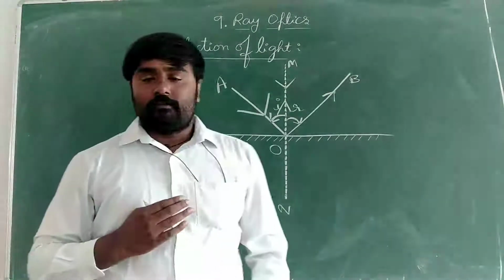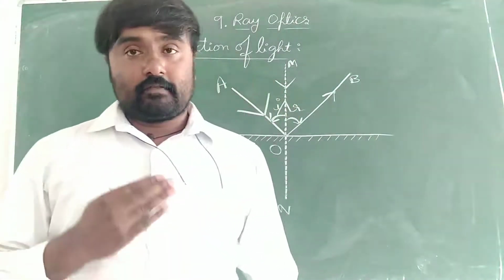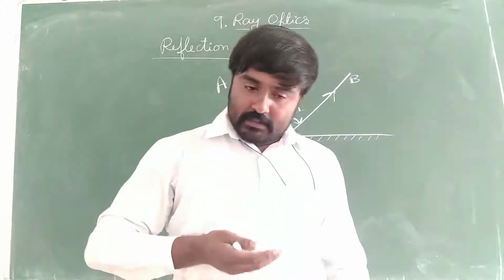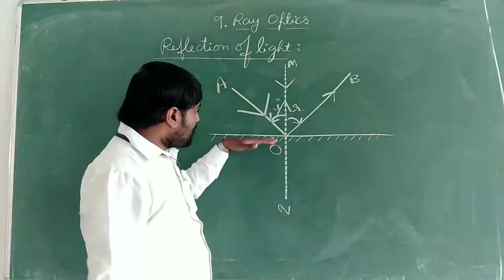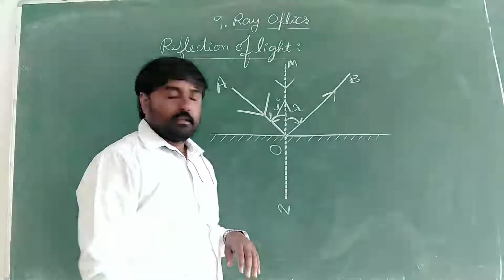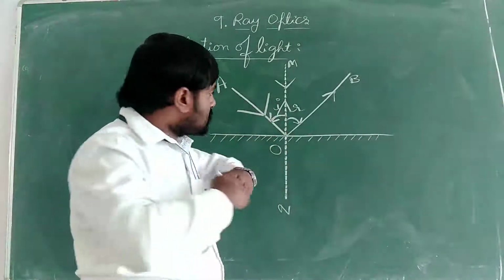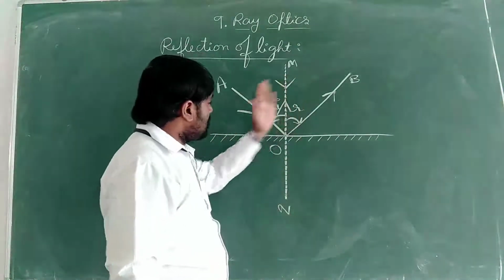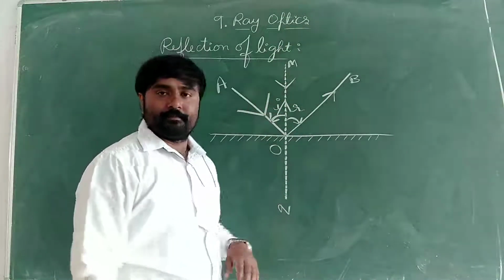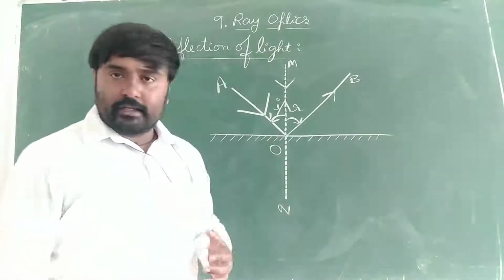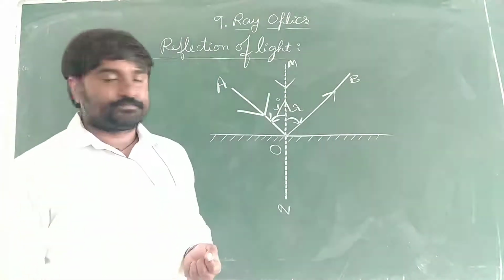So what is the meaning of reflection of light? The statement is very, very important. Reflection of light means when a ray of light is incident on a reflecting surface, the ray turns back, bounces back into the same medium. So that is actually called the reflection of light.